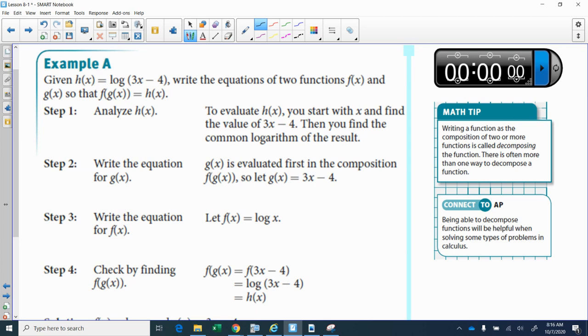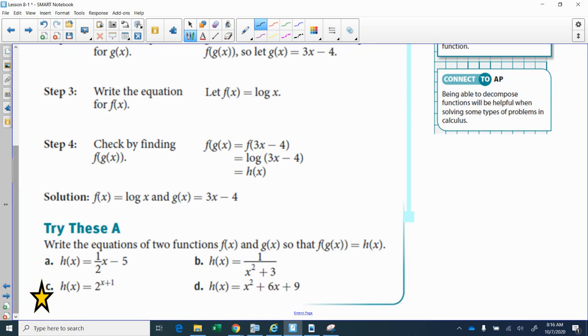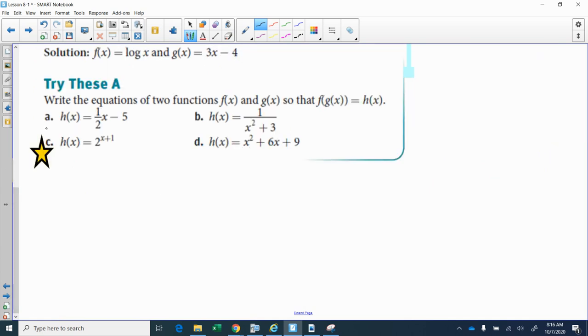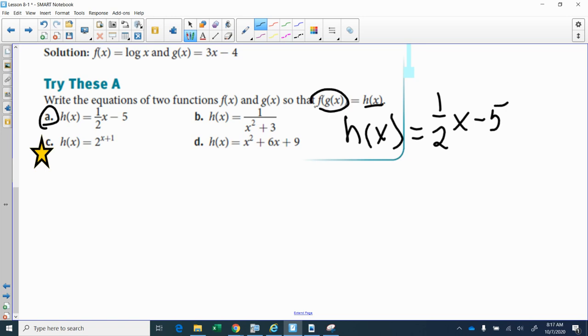The last type of problem that we're going to see is how do we actually adjust an equation that's already given to us when they want the actual original function? So, for example, if I see letter A here, which is h of x equals 1/2 x minus 5, I want to basically understand that h of x is f of g of x. But what I want to know is what is f of x and what is g of x.